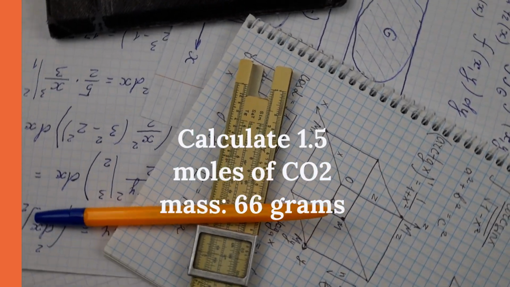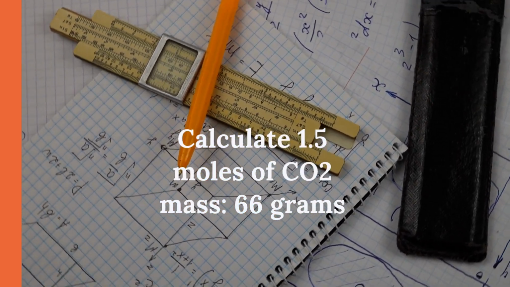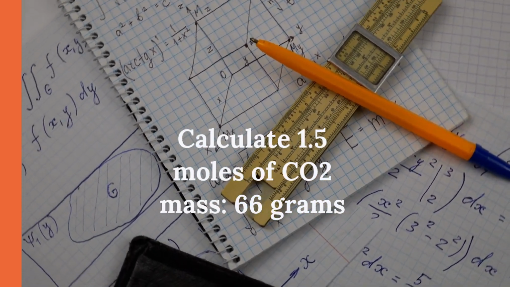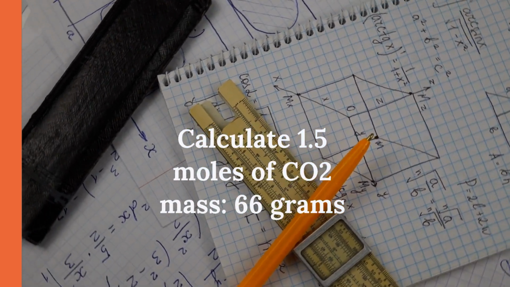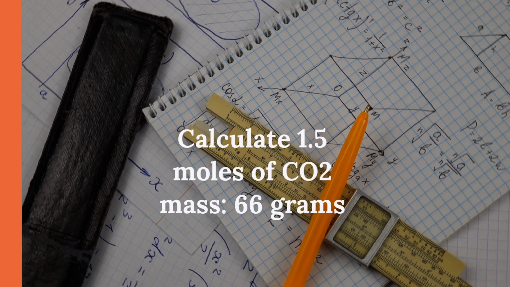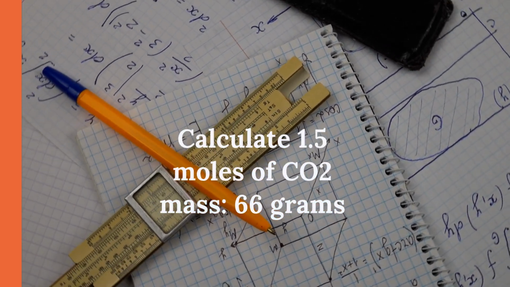Calculate the mass of 1.5 moles of carbon dioxide. Carbon is 12, and oxygen is 16 times 2 equals 32. The molar mass of carbon dioxide is 44 grams per mole. Multiply 1.5 by 44 to get 66 grams. This demonstrates the importance of precise molar mass.